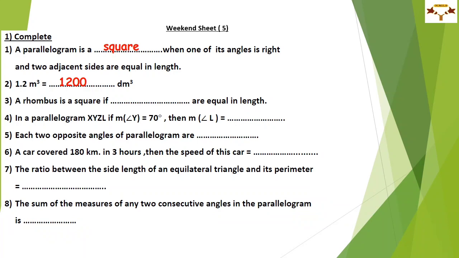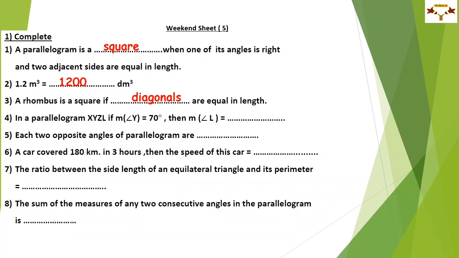Number 3. A rhombus is a square if blank are equal in length. Here I can think about the difference between rhombus and square. Can I say the sides? No, the sides are equal in rhombus and square. So the only difference is the diagonals: if diagonals are equal in length.